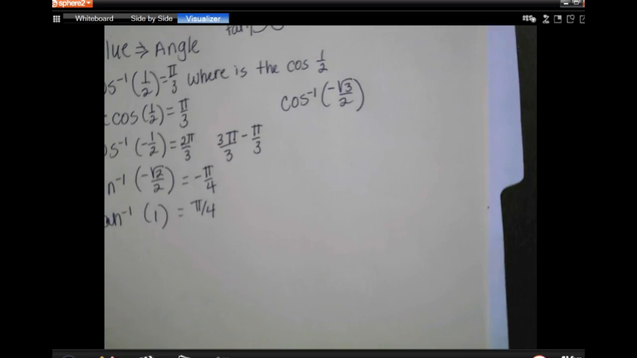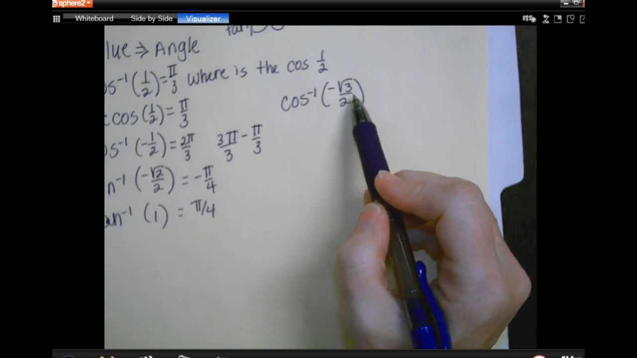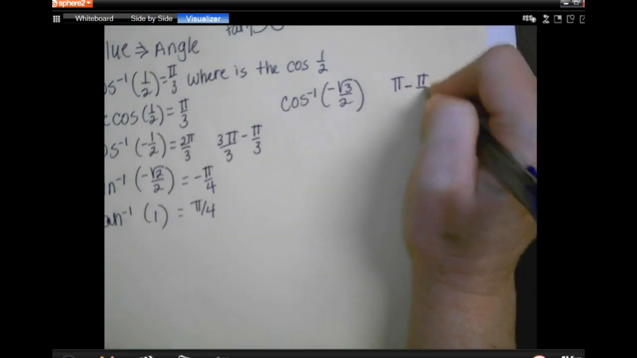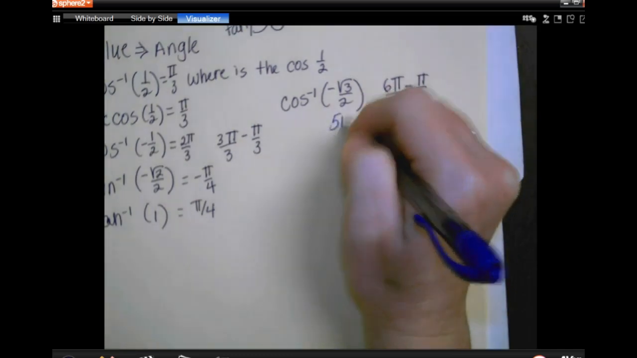Where is the cosine a negative square root of 3 over 2? So where is cosine restricted? There is no negative pi over 6 for cosine. If I want the negative value, I have to take pi minus the reference angle. So if cosine is the square root of 3 over 2 at pi over 6, then I have to take pi minus pi over 6. I have to have common denominators. So I get 5 pi over 6.